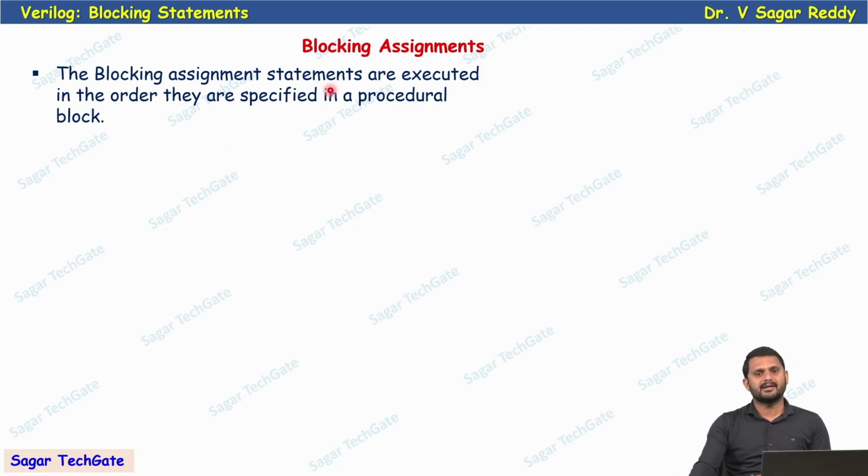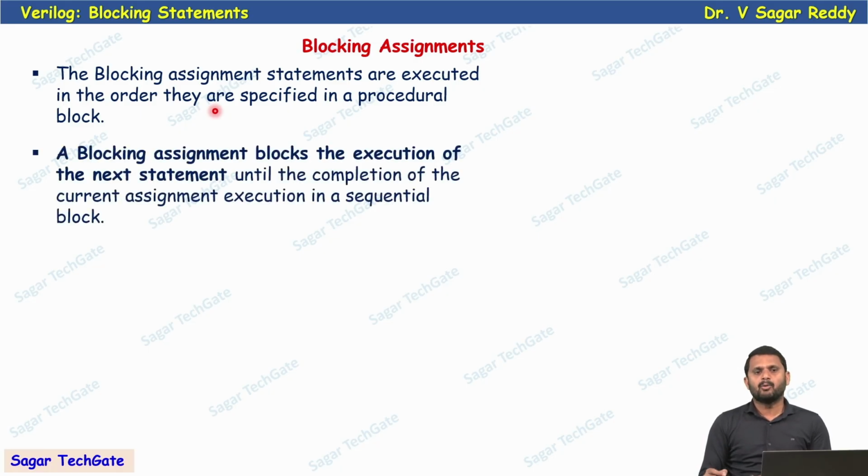The blocking assignment statements are executed in the order they are specified in the procedure block. A blocking assignment blocks the execution of the next statement until the completion of the current assignment execution in a sequential block. Clear? In an always or initial sequential block, the statements are executed in the order in which they are written. If we encounter a blocking statement, it blocks the execution of the next statement until the completion of the current assignment.